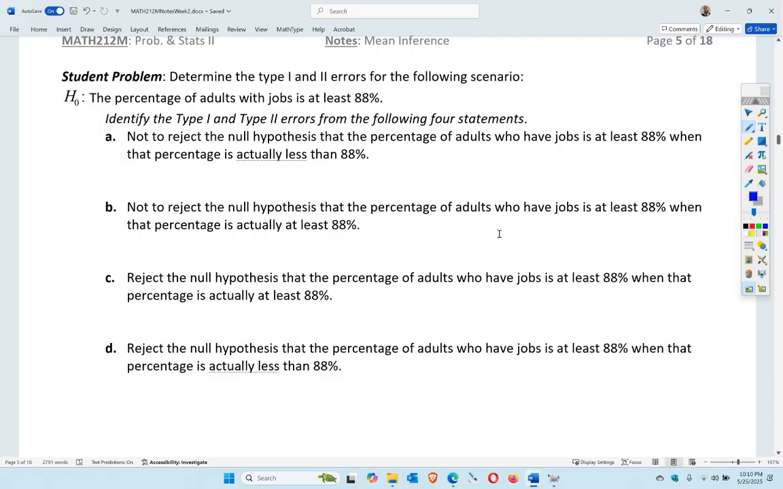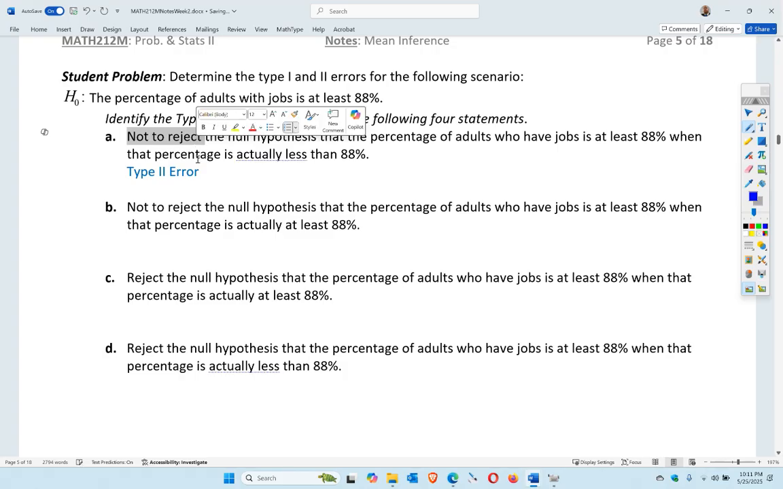Okay, so the null hypothesis is the percentage of adults with jobs is at least 88%. Identify type 1 and type 2 errors from the following statements. So is there a type 1 or type 2 error? If I think about this, not to reject the null hypothesis and the percentage of adults who have jobs is at least 88% when that percent is actually less than 88%. So that would be a type 2 error, correct? So you didn't reject it, right?